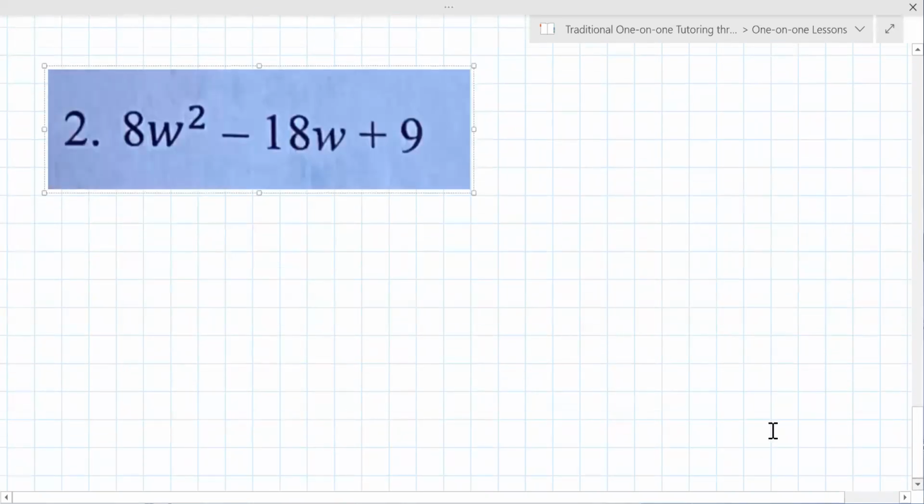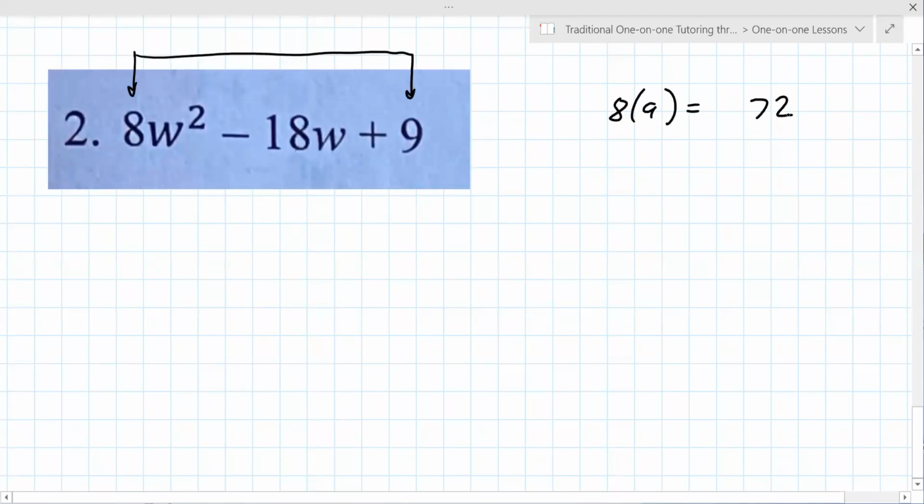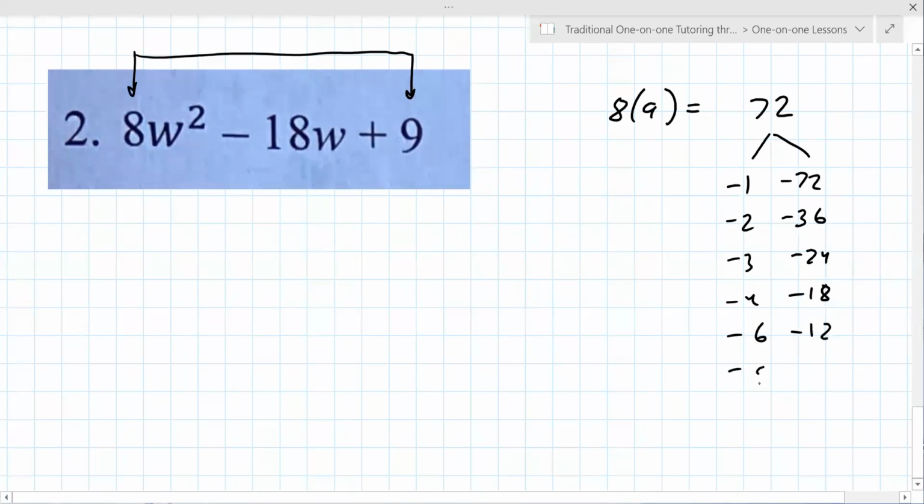Okay. So step number 1 is you take this 8 and this 9 and you multiply them together. 8 and 9. Okay, 72. That's right. And then hopefully you're able to see that, okay, there's a -18 here. That means both of these are negative. And then you got to start finding these. I guess -6 and -12.